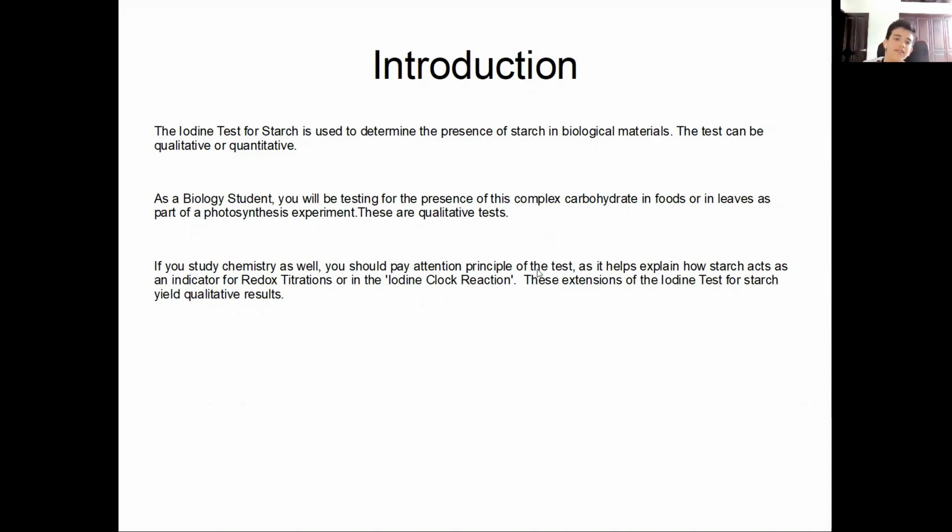Introduction. The iodine test for starch is used to determine the presence of starch in biological materials. The test can be qualitative or quantitative. As a biology student, you will be testing for the presence of this complex carbohydrate in foods or in leaves as part of photosynthesis experiments.